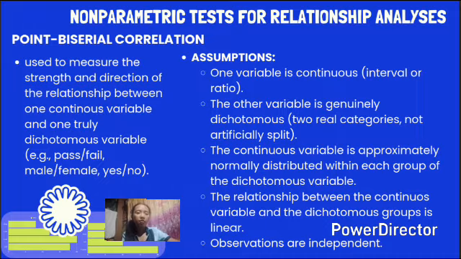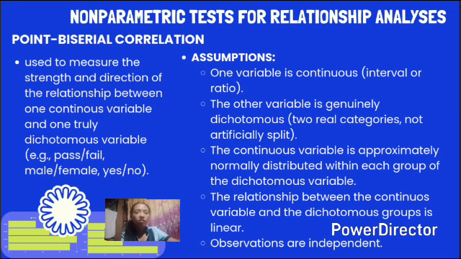Next is the point biserial correlation. So it is one of the tests for relationship analysis. So it is used to measure the strength and direction of the relationship between one continuous variable and one truly dichotomous variable. For example, pass or fail, male, female, yes or no.